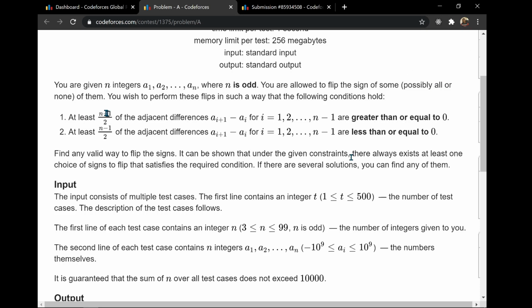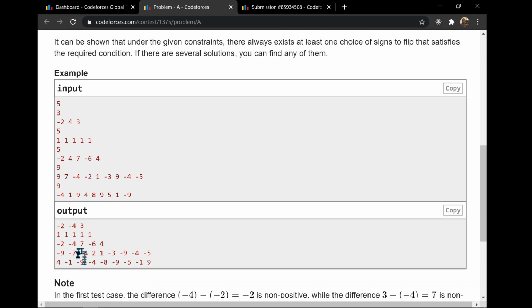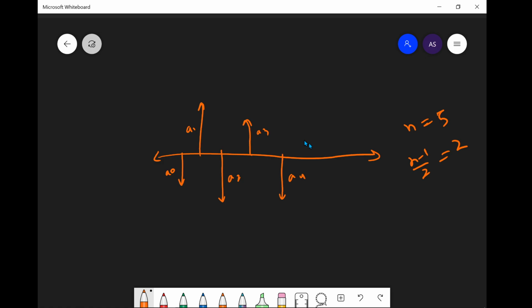And the task was that after performing the operations, there should be (n minus 1) by 2 adjacent differences a(i+1) minus a(i) for which this value is greater than or equal to 0, and there should be (n minus 1) by 2 adjacent differences a(i+1) minus a(i) for which this is less than 0. So we just needed to print the array with some flips which we make. This was a sample input output. So let's get to the explanation first, then it will be more clear.